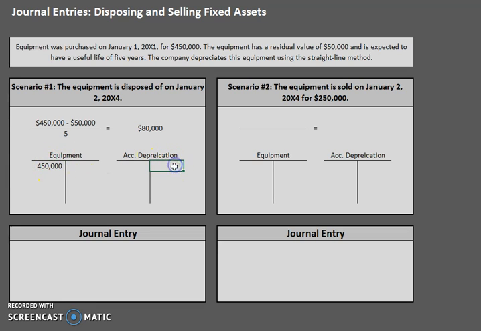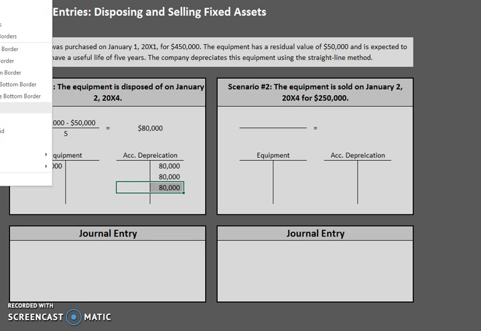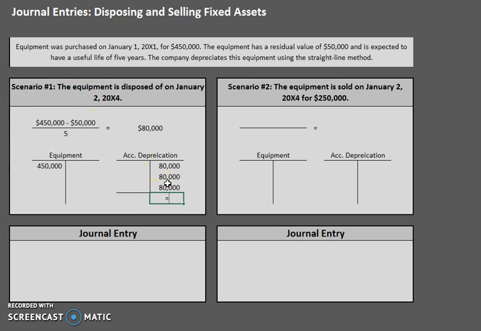Now we also have to determine what the balance in accumulated depreciation is. What did we do during those 3 years that we owned the equipment? In year 1, we would have debited depreciation expense and credited accumulated depreciation for $80,000. What about for year 2? We would have done the exact same thing. What about for year 3? Still, we would have credited for $80,000. So now we see that we have an ending balance in this account. Just so you can see the math, 80,000 plus 80,000 plus 80,000 is $240,000 in that account.